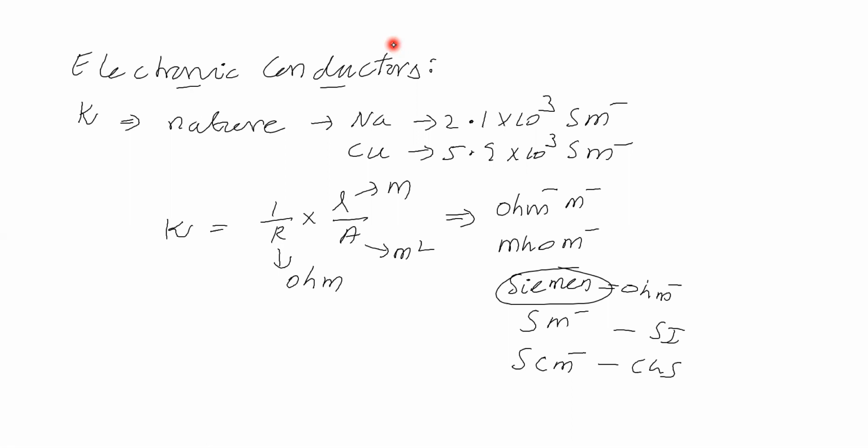Then we will see temperature, and how temperature affects the conductivity of electronic conductors. First, we will see how the current flows in electronic conductors. Now we will see the electronic conductor, and how current flows in it.